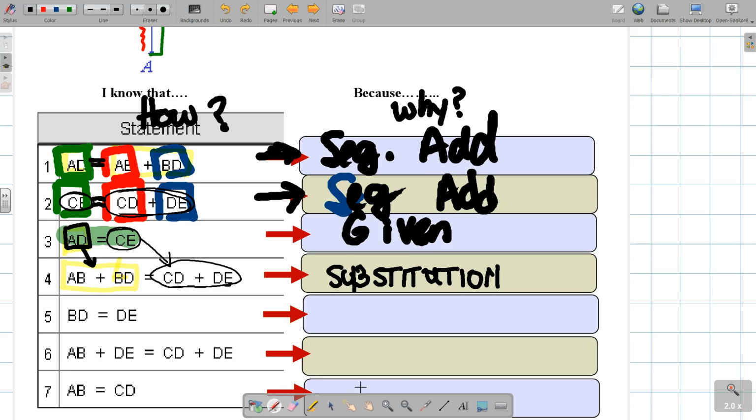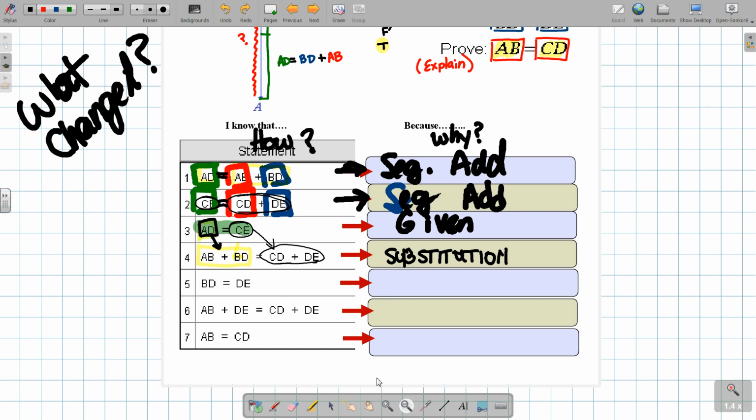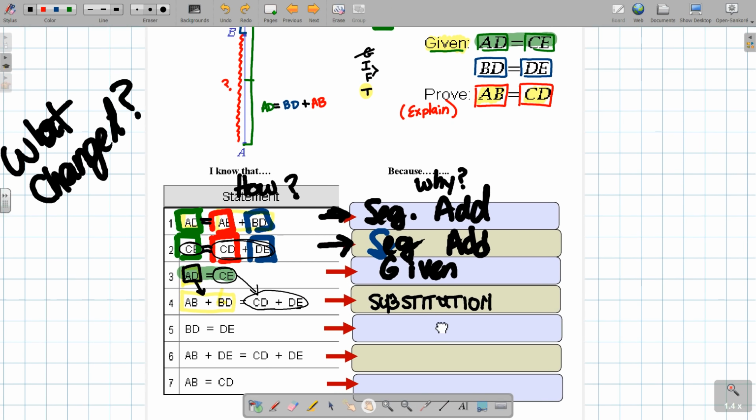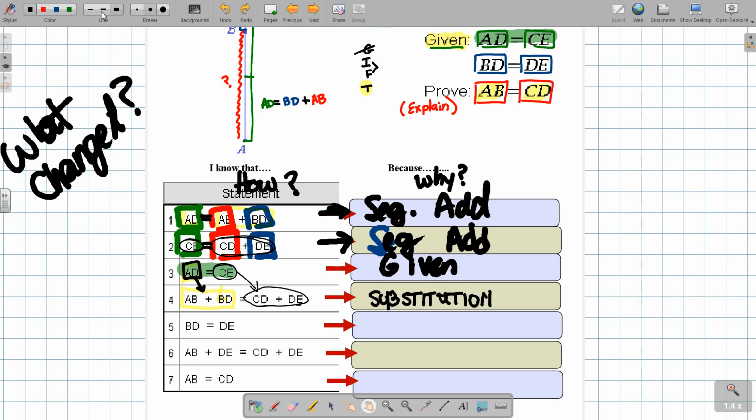Okay, then we go back and we ask, where do we find BD and DE being equal? Where do we find that? And we find that right there. It is given.